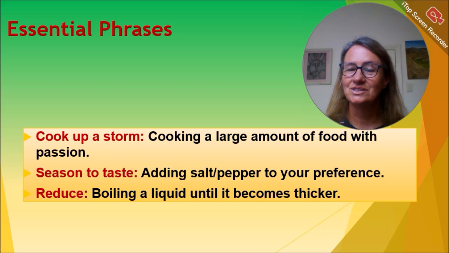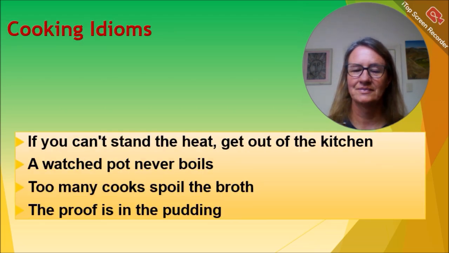To season to taste. So this means to add salt or pepper to your preference. So it means you can add individually on your plate the seasoning that you would like. And reduce. This is part of the cooking process. It's to boil a liquid until it becomes thicker.